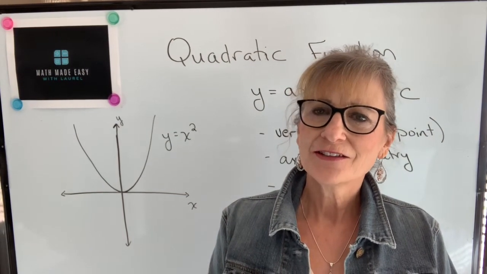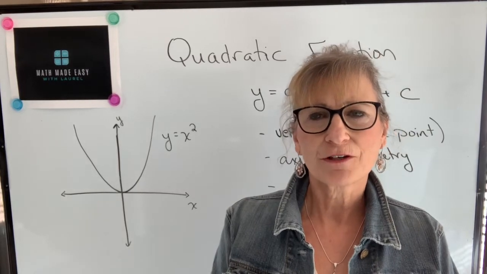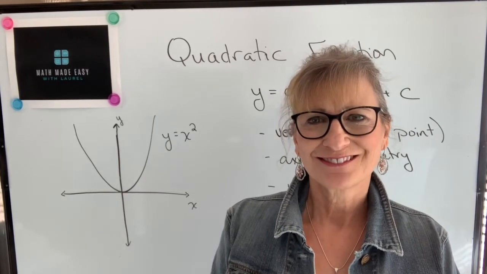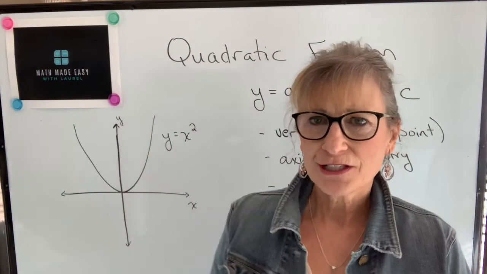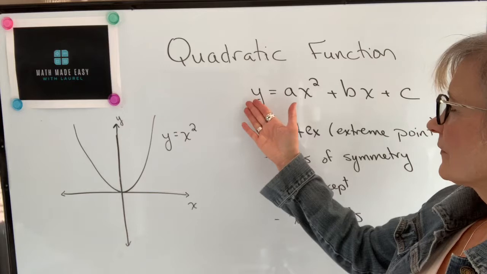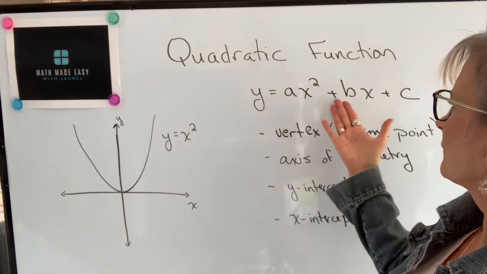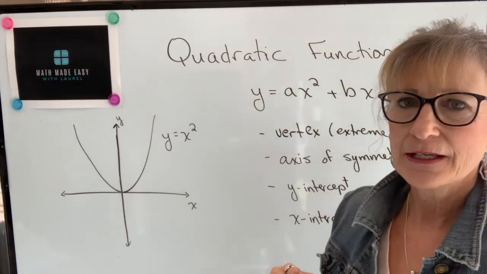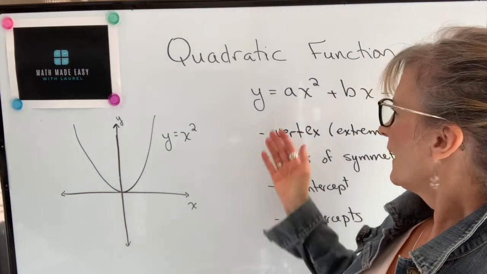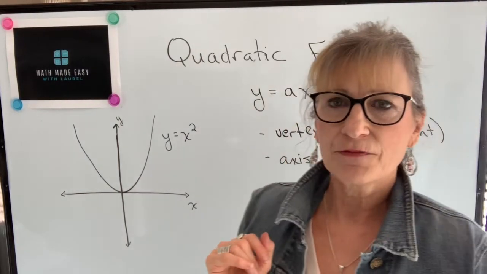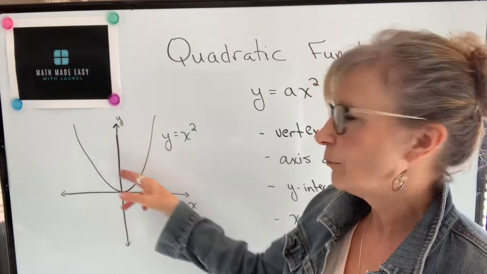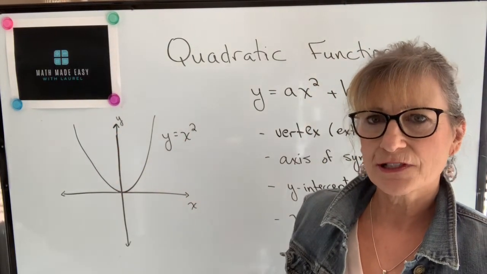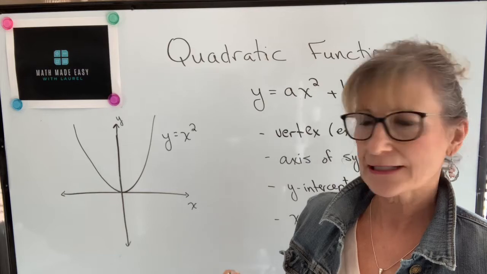I'm Laurel, and in this video we're going to look at the quadratic function and how we graph it. A quadratic function is defined as y equals ax squared plus bx plus c in general form. And if we were asked to graph this, the graph would be in the shape of a parabola. And there's some interesting characteristics about that parabola that I want to discuss.